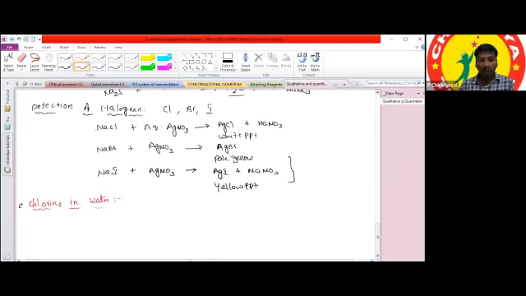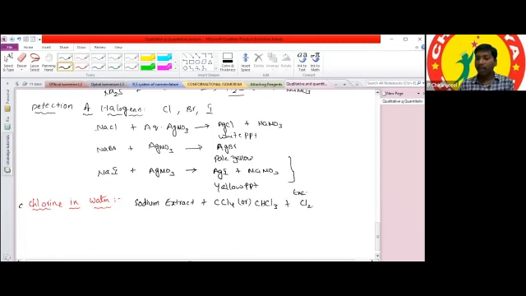First, we are taking the sodium extract. To the sodium extract, we add CCl4, carbon tetrachloride, or chloroform. The molecular formula of chloroform is CHCl3. After adding carbon tetrachloride or chloroform, you add an excess amount of chlorine.